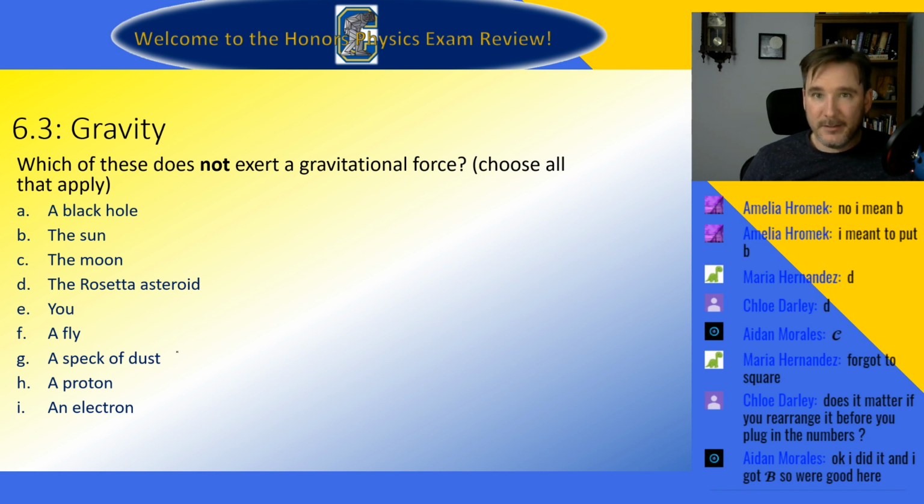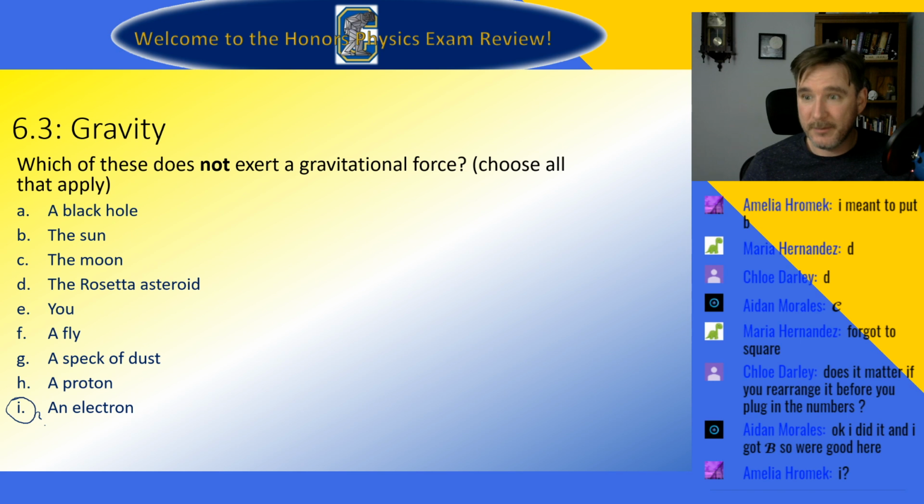Well, anything with mass will have a gravitational force. The only thing that maybe can be argued doesn't really have any mass is maybe an electron. So if I had to choose one, that's the one I would choose. Everything else exerts a gravitational force. Everything that has mass pulls on everything else that has mass. Bottom line: more mass, more gravity. That's all there is to it.